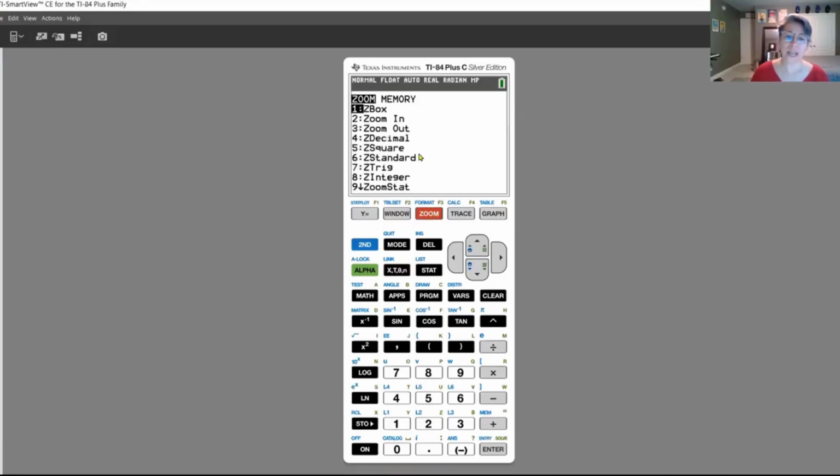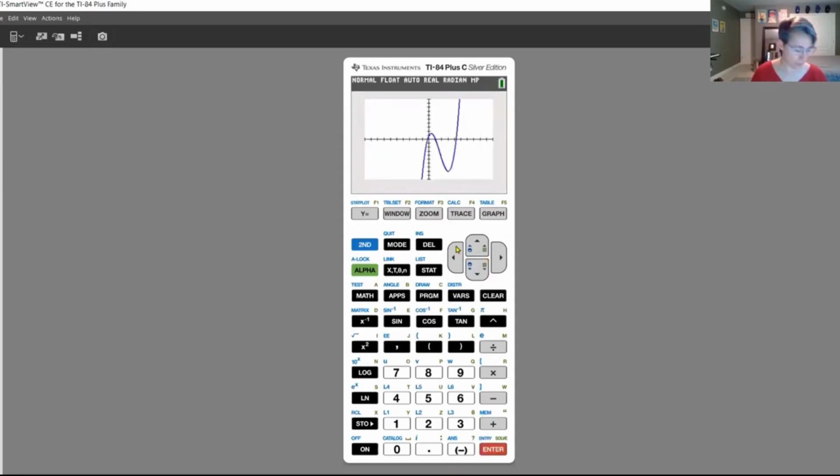If you want to do a negative 10 by 10, we can do a zoom standard. So if you hit the zoom button, go down to zoom standard, hit enter, it will actually graph it for you. Now, we can also zoom in if you wish.